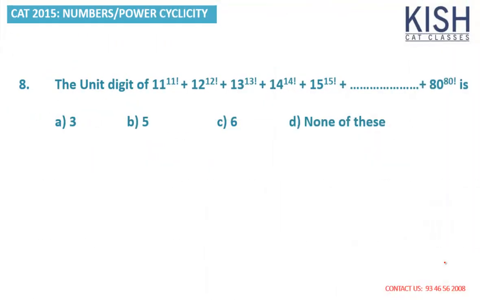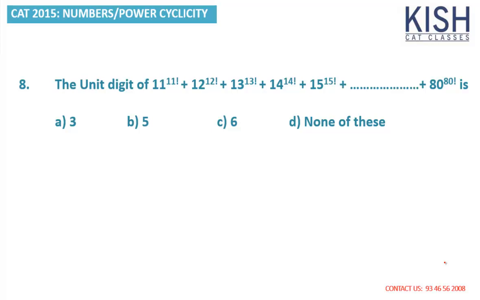Let's solve question number 8. The unit digit of 11 power 11 factorial plus 12 power 12 factorial and so on up to 80 power 80 factorial. And one answer option says that it is none of these. Very good. You should know how to approach, and you should know how to apply the concept, or how to apply strategy or common sense. Let's see how to approach this.